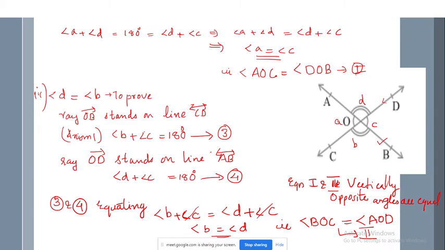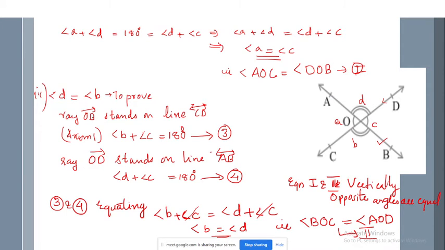For proving that, we took the ray OB, this ray, and this line, the line CD. Since this ray is standing on a line, by axiom 1 we can say that angle B plus angle C is equal to 180 degrees, and we mark this as equation 3.